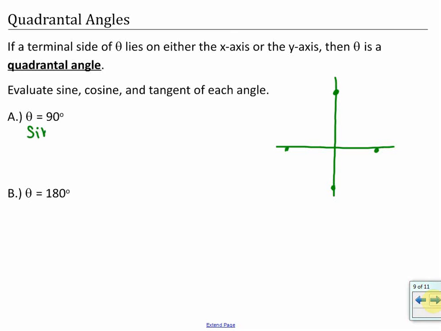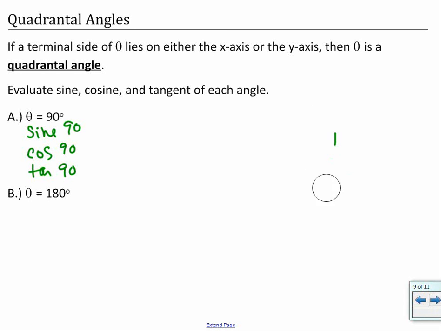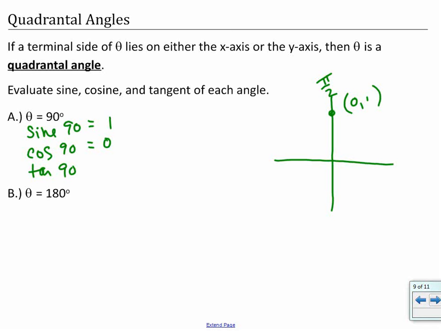Sine, cosine, tangent of 90. If you draw the point on the unit circle at 90, that would be up here, or pi over 2, that's going to be the point 0, 1. So my sine value, that's the y coordinate, is 1. My cosine value, that's the x coordinate, that's 0. And then for tangent, I'd have sine over cosine, 1 over 0, which is undefined.